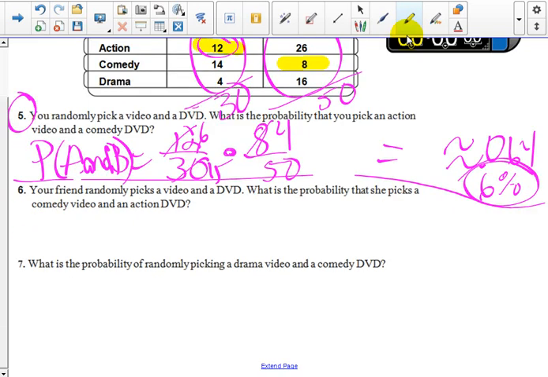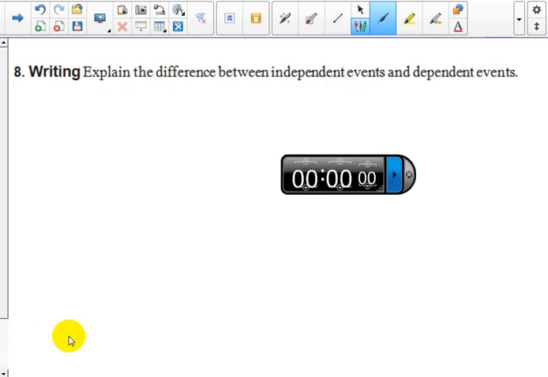So at home tonight, you'll work 6, 7, and 8 is an independent writing. I do want you to do that as well. Explain the difference between independent events and dependent events.